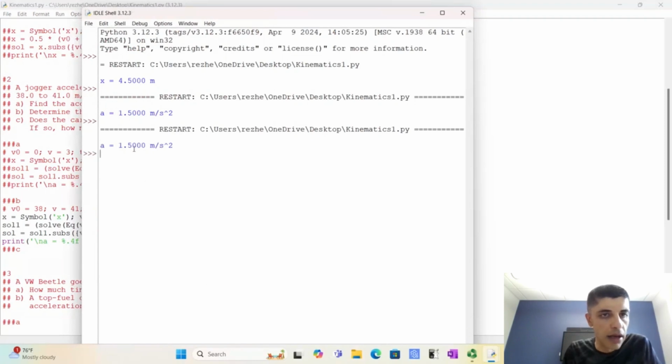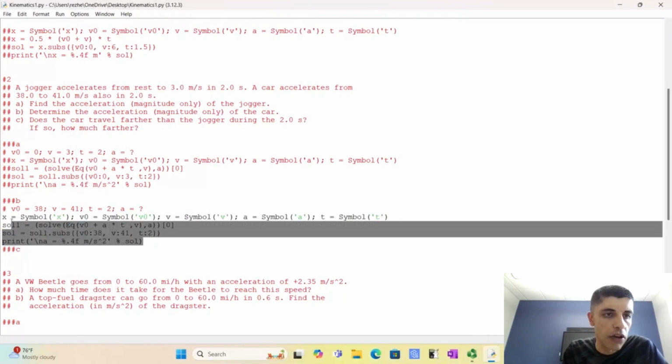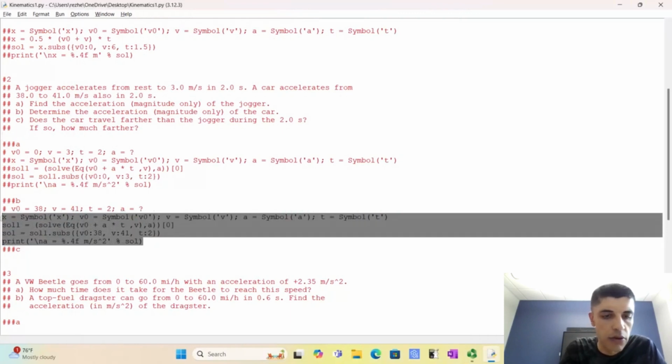So a is, again, 1.5 meters per second squared. This is the acceleration of the car in that 2 seconds, given that its initial velocity is 38 meters per second and final velocity is 41 meters per second. So that's the answer for part B. It's hard to believe that the car and the jogger have the same acceleration, but that is the case. So let's go ahead and comment that one.